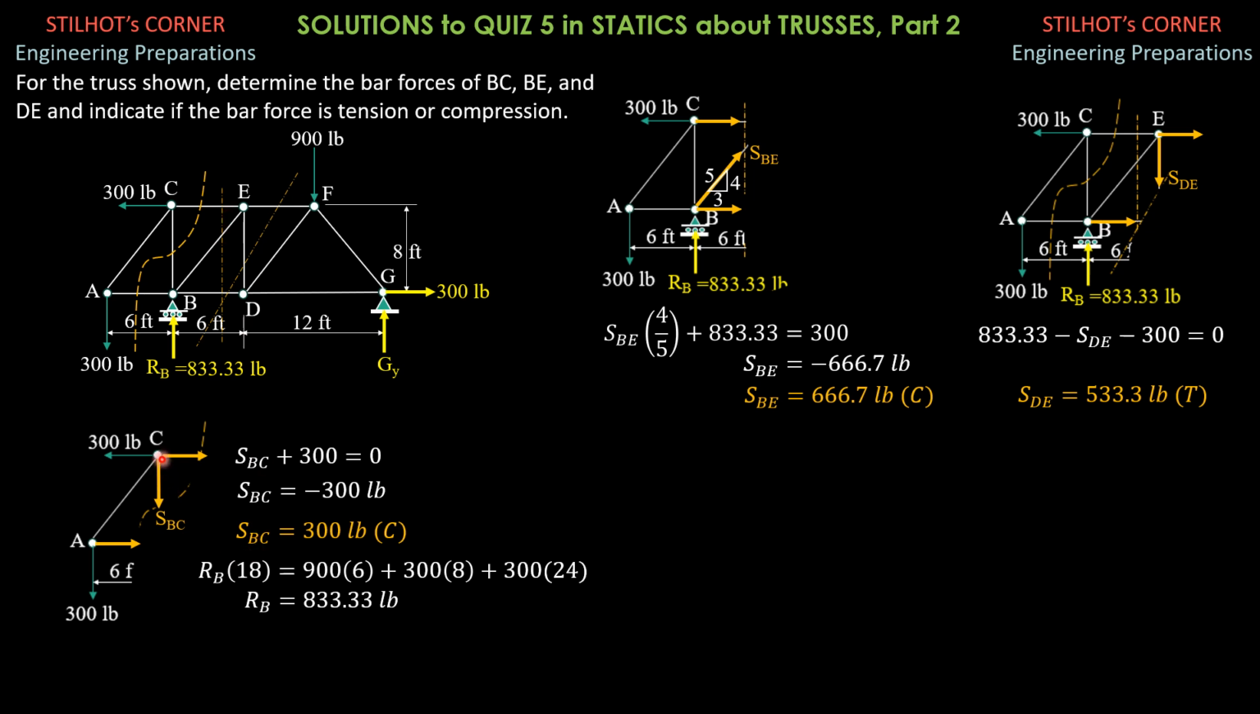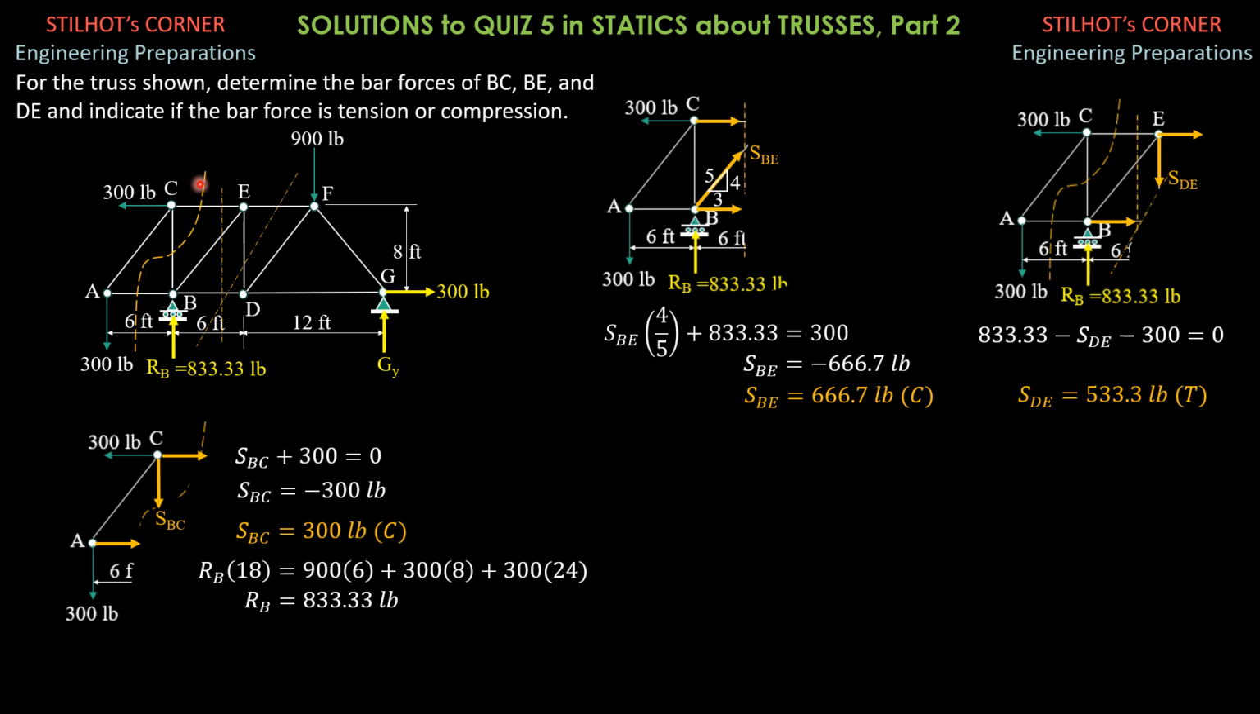So summation of forces vertical, so that these two horizontal forces won't be involved in the static equation. Summation of forces vertical equals 0, downward positive. So we have SBC downward treated positive, another 300 treated positive, equals 0. So SBC is negative 300 pounds. The negative sign indicates that the force in BC is compression. So the answer is 300 pounds compression.